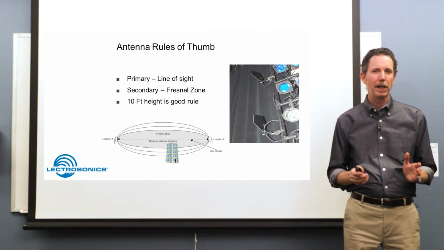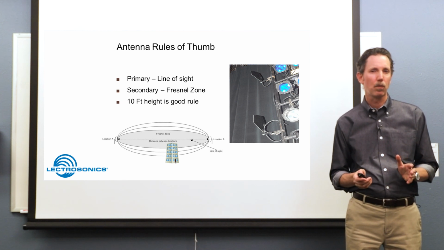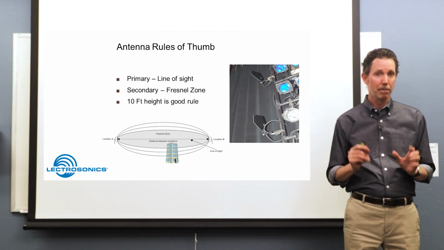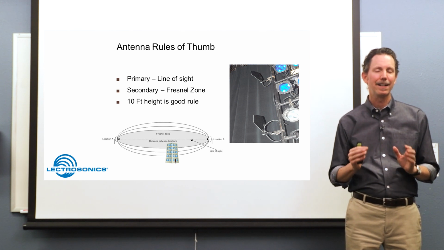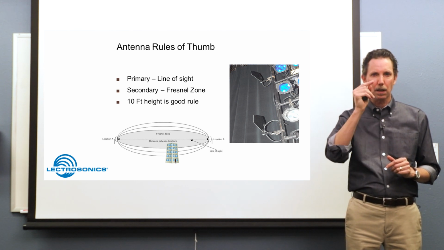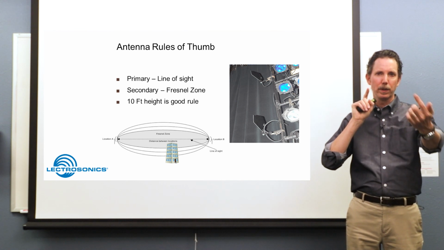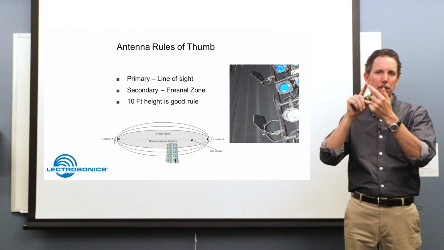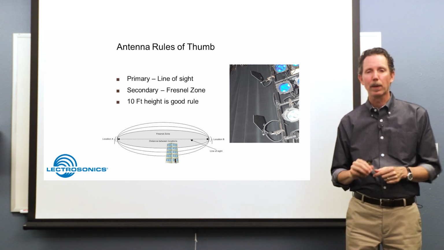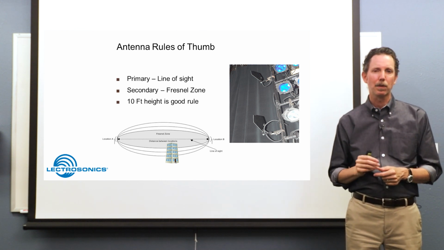Okay, so we talked about the basics of antennas. Let's talk a little bit more about where to put them. And the main concept I want you to come away from this with is line of sight. That means the two antennas, your transmitter and your receiver antennas, should be able to see each other. So radio waves travel a lot like light waves and can be blocked in a similar fashion.